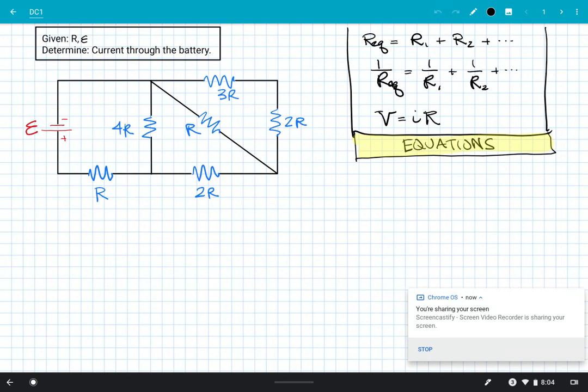Okay, let's get going and start on our first equivalent resistance problem. Starting out with something kind of simple, I want to remind us of our equations. We have two equations for equivalent resistance for series and parallel, and then V equals IR is another relationship that we have that's known as Ohm's law.